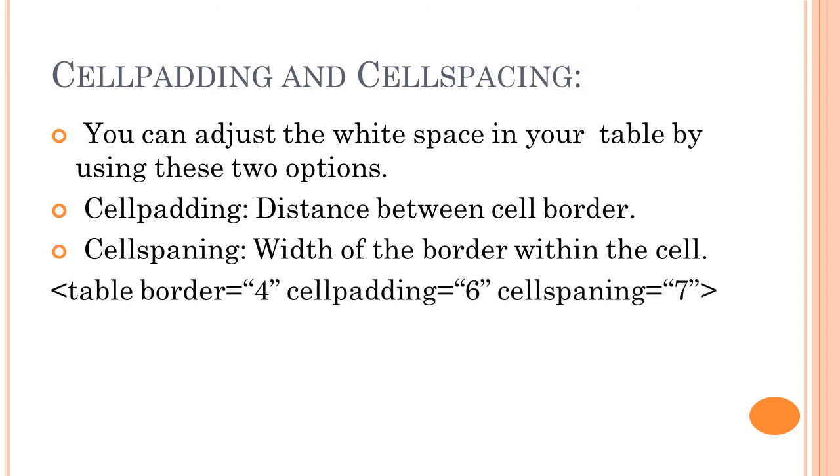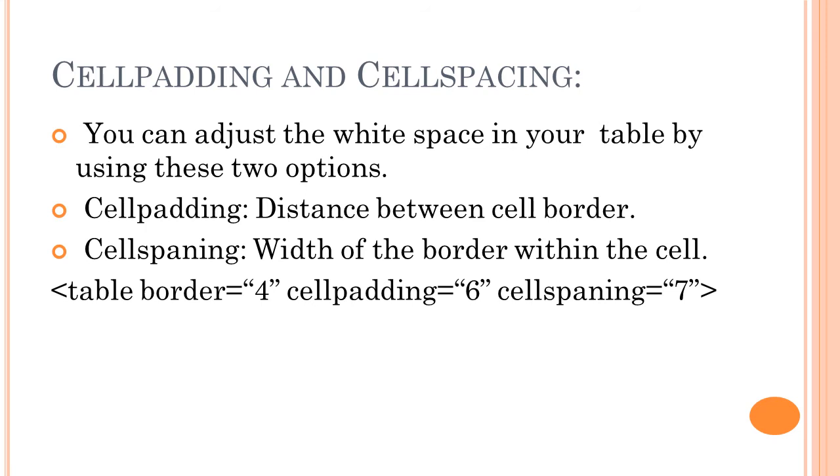See here, table border. For the cell padding and cell spacing, there is no extra tag. Inside the table tag only we will use the attributes cellpadding and cellspacing, and in them we will give a number. See here, I have opened the table tag, then border equals 4, meaning thickness of the border equals 4, then cellpadding equals 6. What is the use of cell padding? It is used to give the distance between the cell border, one cell to the other cell border, how much distance you want to give, that is 6.